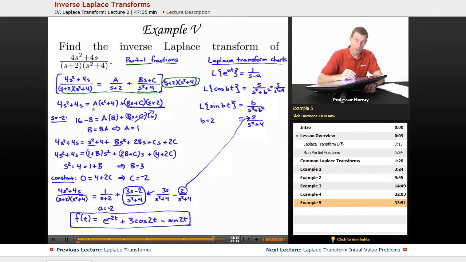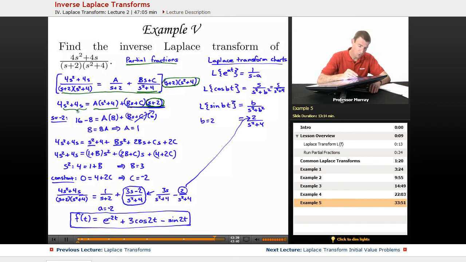That gives us on the right a times s squared plus 4, bs plus c times s plus 2. I'm really trying to solve for 3 variables, but I can get one of them quickly by plugging in s equals negative 2. I noticed that by looking at it. If I plug in s equals negative 2, that term will drop out.